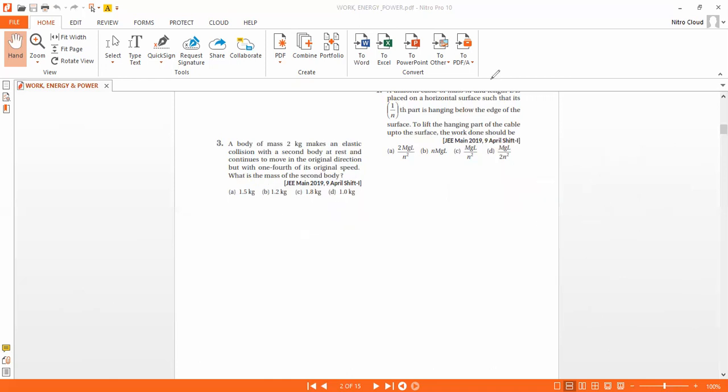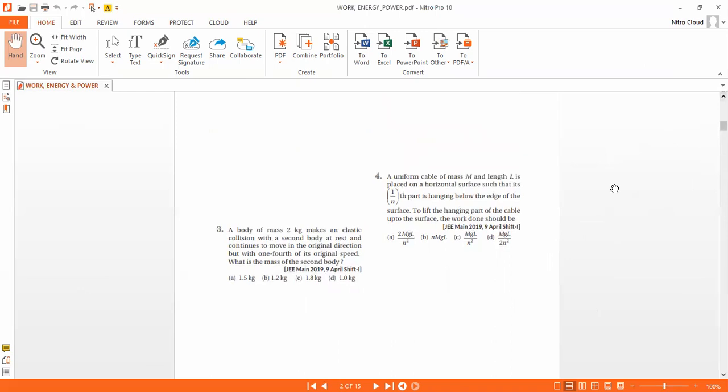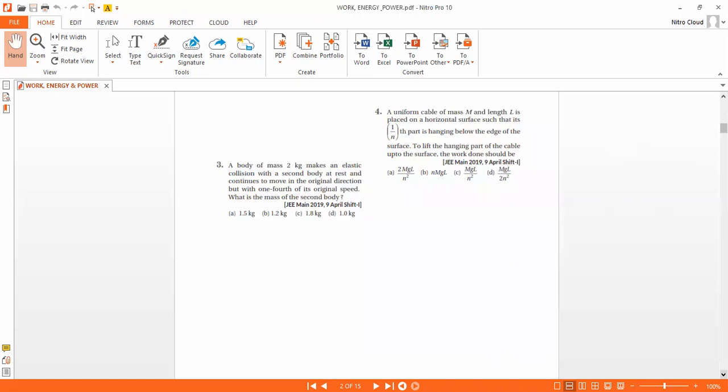Next one. See the fourth question. We are having a uniform cable of mass M and length L placed on a horizontal surface such that 1 by nth part of it is hanging below the edge of the surface. To lift the hanging part of the cable up to the surface, the work done should be, how to find?